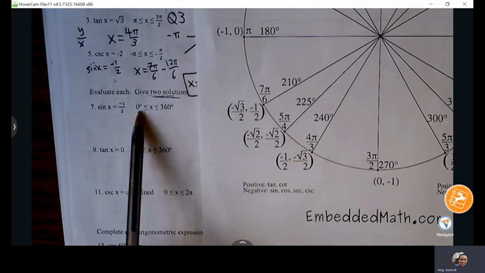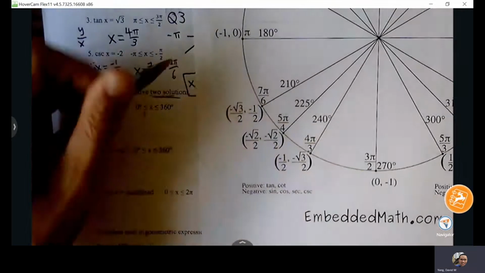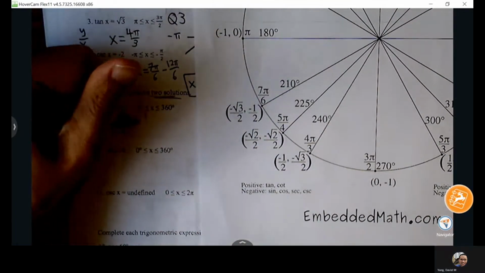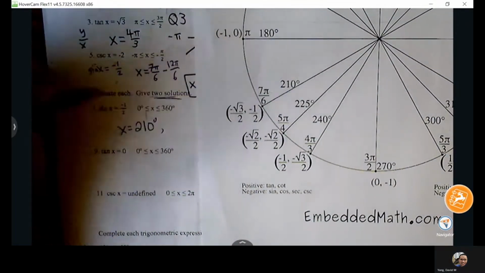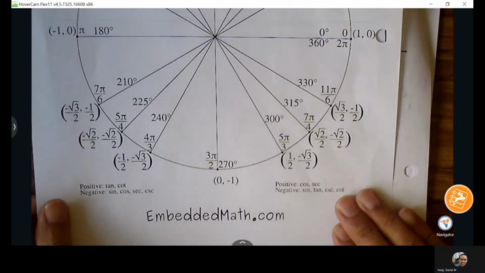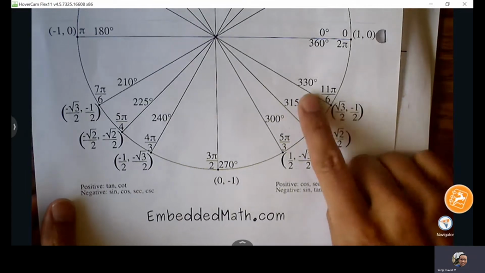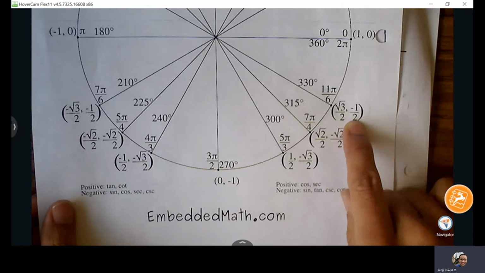Yeah, okay, but let's give it in degrees here. 210, okay? So 210 degrees. All right. We also need to find it in the fourth quadrant. So also what? 330. No, -1/2.